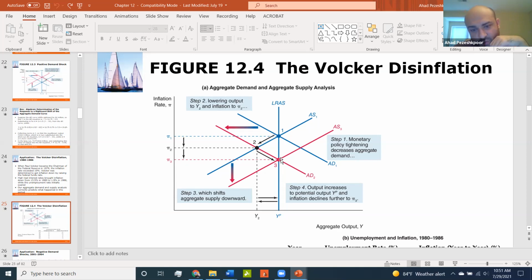This would cause you to have a second aggregate supply curve and a second aggregate demand curve. These two meet each other, so you'll have a second equilibrium from here to here. But what you achieved is lower inflation, which is a good thing. Go ahead, Seth. I was just going to ask, so is aggregate supply always a lagging variable?